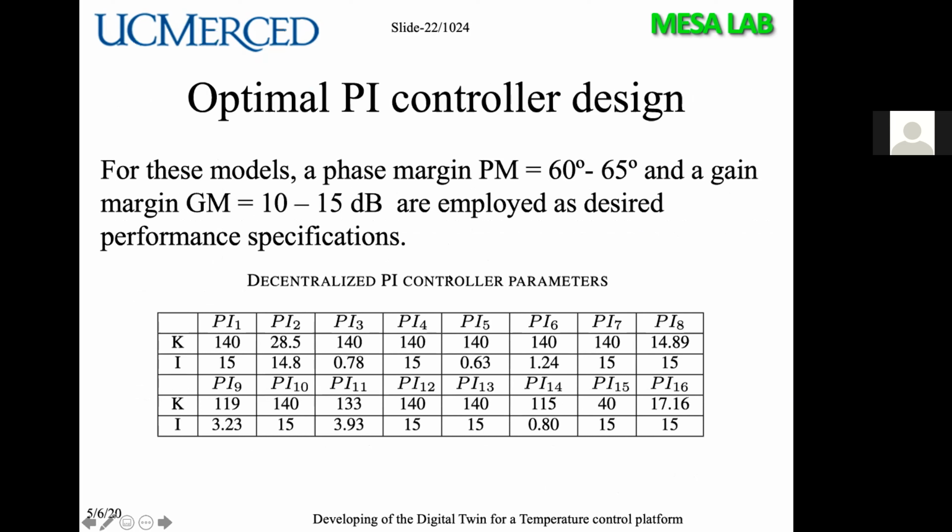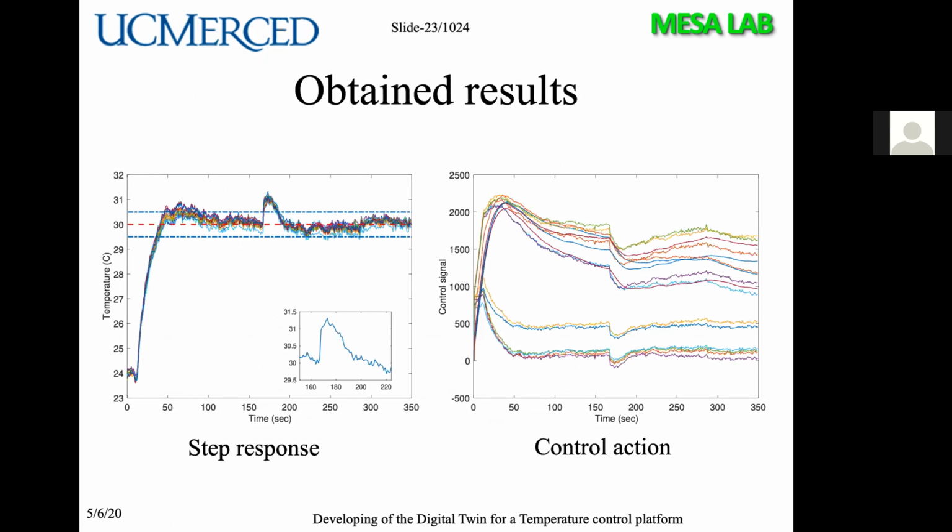For this case, using a phase margin between 60 and 65 and a gain margin between 10 and 15, we obtain this value of PI controllers. So with this value, we create the closed loop of the system, and this is the response of the system for a step in the input. In this case, we apply the same input to all the Peltiers.